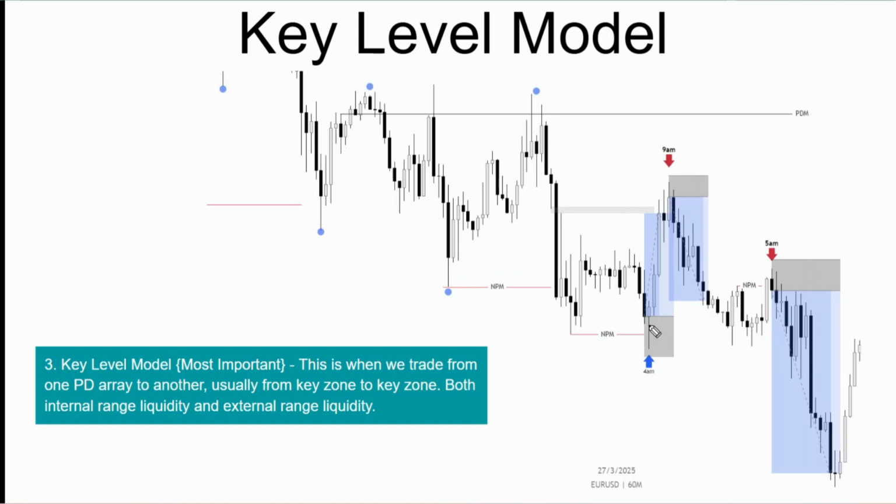So what you want to do is this. As you can see, this is a 4 a.m. candle. The 4 a.m. candle is usually the last 1 hour candle in the 4 hour candle. So usually this candle tells us whether the last 4 hour candle is going to close strong or very weak. In this case you can see we traded up to internal range liquidity.